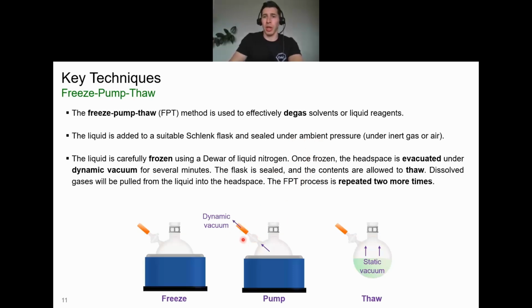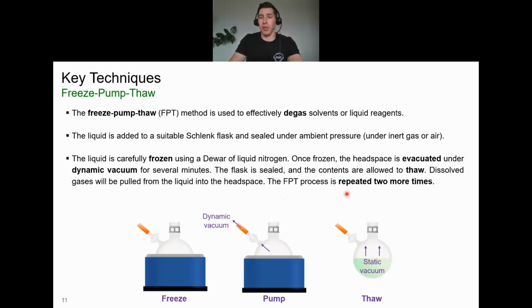Because we rely on the headspace, it's worth noting that you don't want to fill the flask too much, so no more than two-thirds full, ideally half full should be sufficient. And once we've evacuated the headspace for several minutes, we seal the flask and allow the contents to slowly thaw and warm up to room temperature.